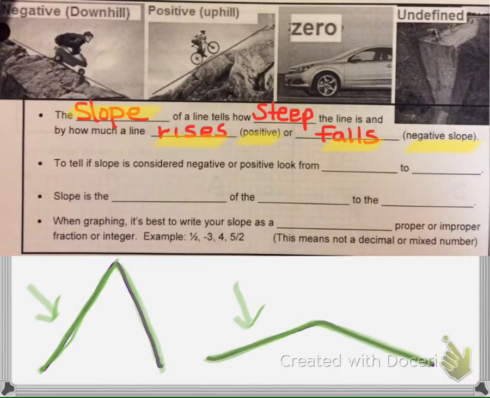So to tell if the slope is considered negative or positive, we're always going to read our graphs from the left side of the graph to the right, just like when we graphed inequalities. We always read the graph from the left to the right, just like when we did domain and range. We look at the graph from the left to the right.